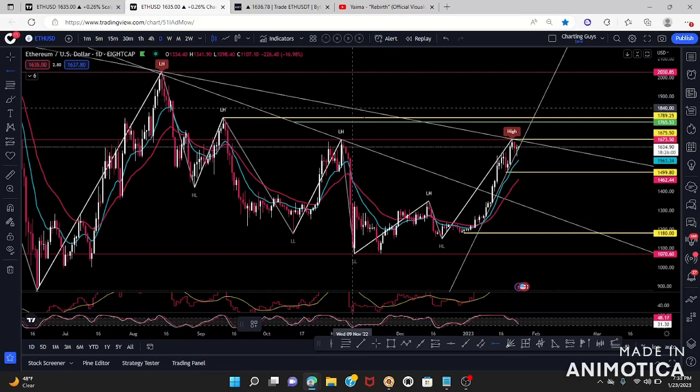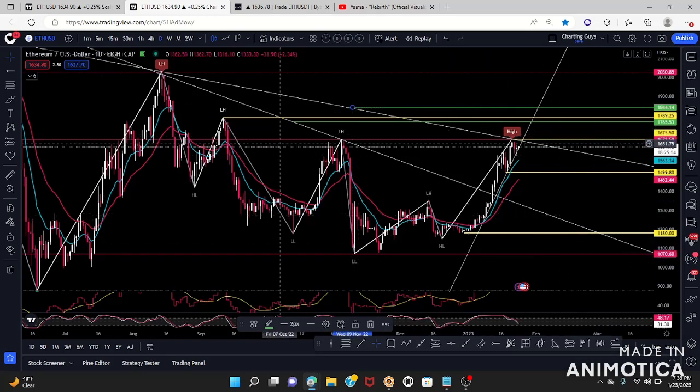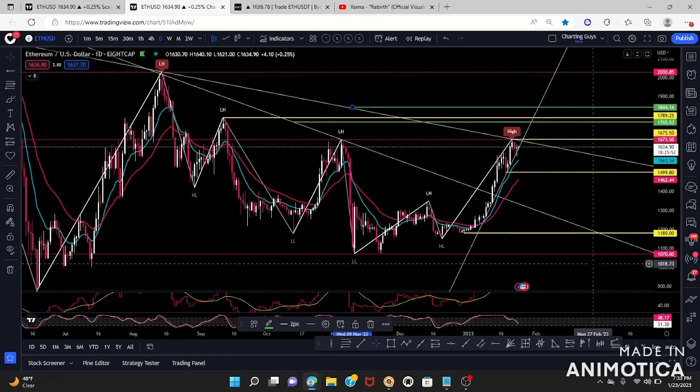And my next daily target would be here. Again, that is based on a Joe target, and if you want to learn how to get that, you can definitely join our free Telegram.